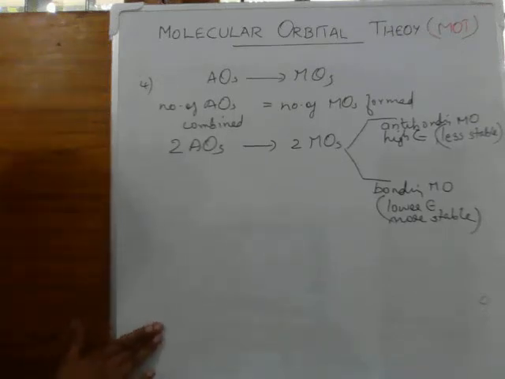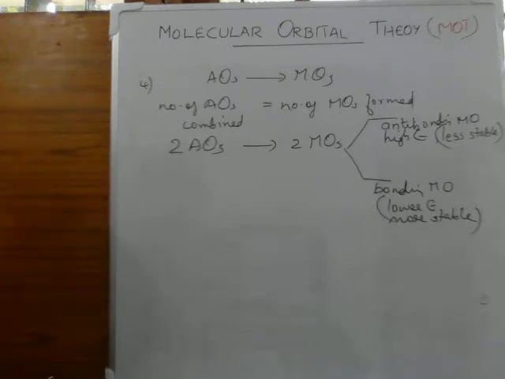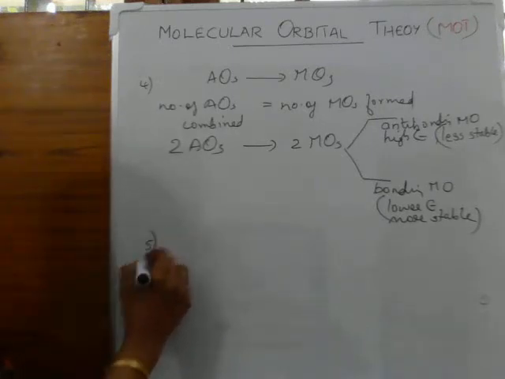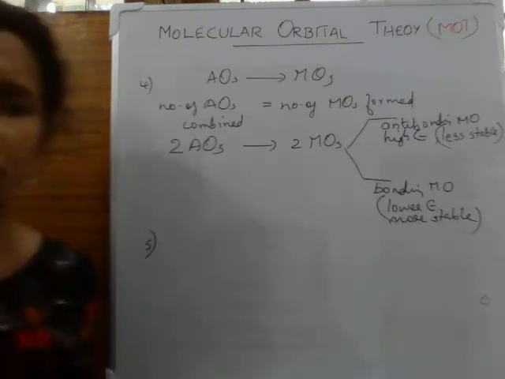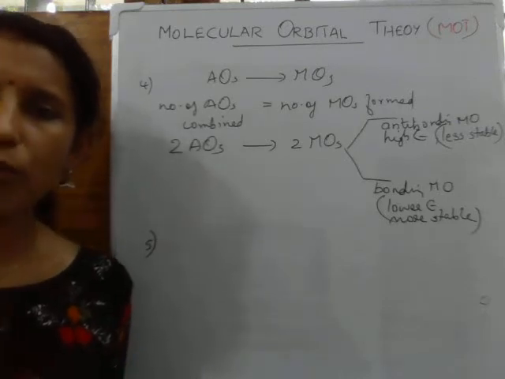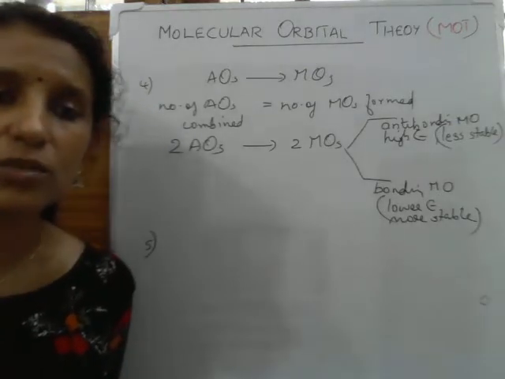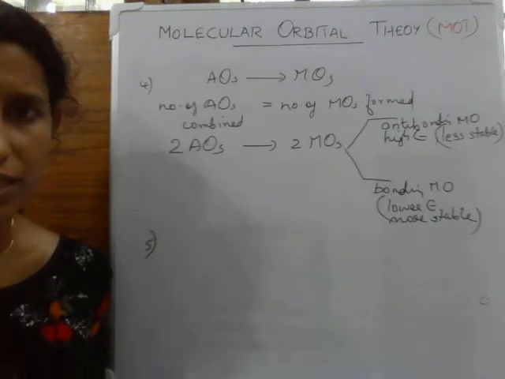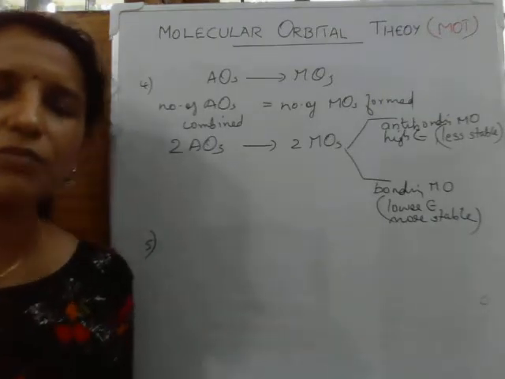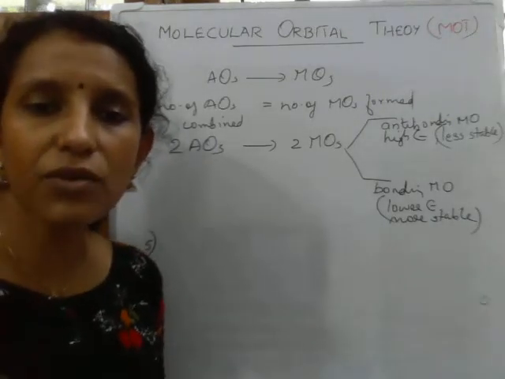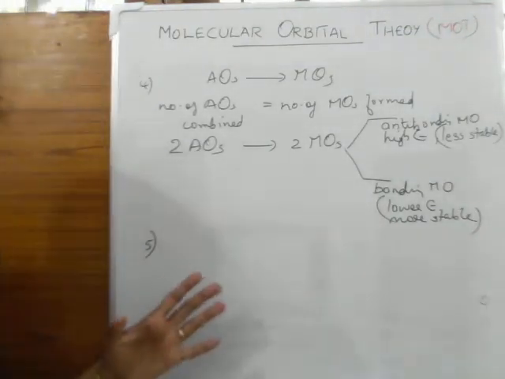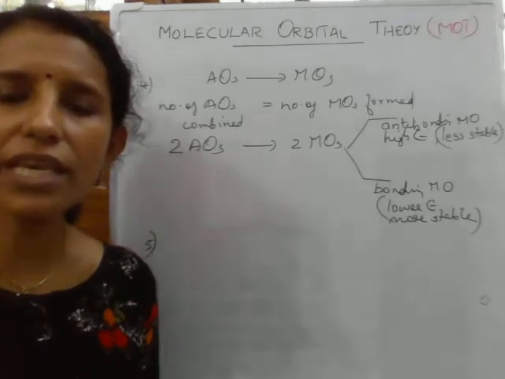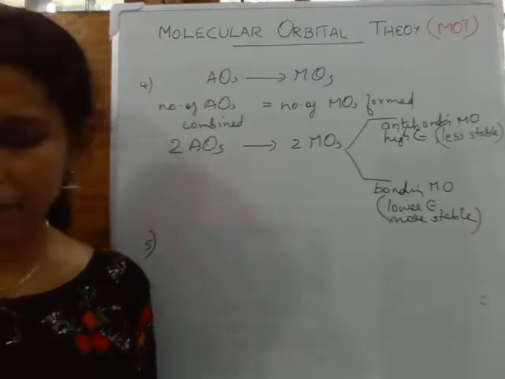Now the last postulate: the electrons are arranged in various molecular orbitals in accordance with the Aufbau principle, Pauli's exclusion principle and Hund's rule of maximum multiplicity. Means the same three principles that we followed in writing electronic configuration in atomic orbitals, we need to follow here also in the case of molecular orbitals.